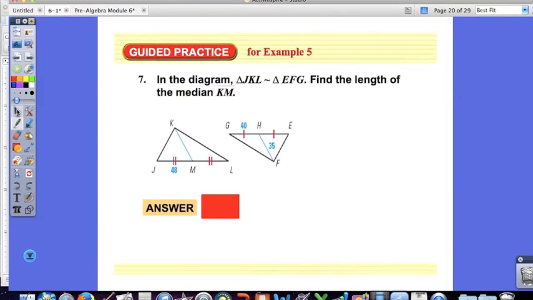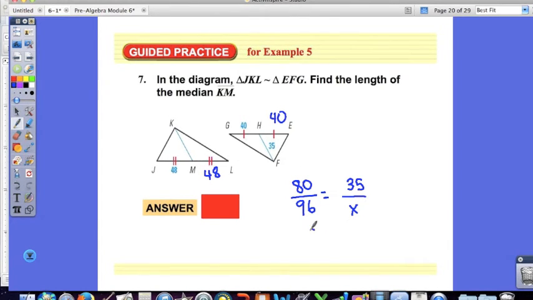So let's try this in a problem. You can freeze this if you want to. They want us to find the median XM. Okay, so the median, remember, you have to remember your vocabulary from chapter 5, is the middle. So this is 48, this is 48, this is 40, this is 40. So 48 plus 48 is 96, and 40 plus 40 is 80. So that ratio is going to be the same as 35 over what we want to find, KM.